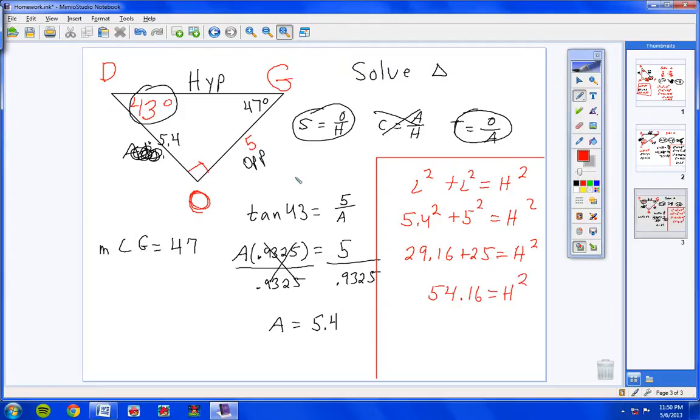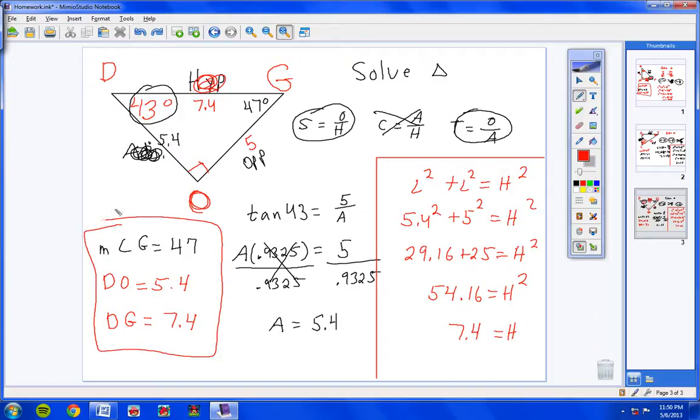54.16 equals the hypotenuse squared. And now we're going to take the square root of that number. Give me just a second, please. 54.16, and you'll get 7.4. 7.4 equals your hypotenuse. So we come up here, cross that off, and I'm going to put 7.4. So first of all, I found the measure of DO, and DO was 5.4. And now I just found the measure of DG, and that's 7.4. So that's your 3 homework problems. You can see these take a little bit of time, but that's how you would solve these, and I hope this has been a help to you.